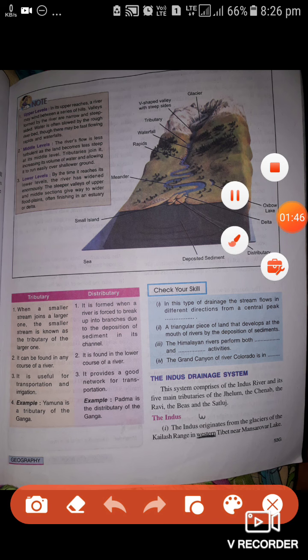So our Himalayan rivers are divided into three levels. The three levels are upper level, middle level and lower level. Here a diagram is also given. In this is a glacier, this is the glacier and the river. This is the upper course, and in the upper course it forms a V-shaped valley. Also there are tributaries, waterfalls and rapids.